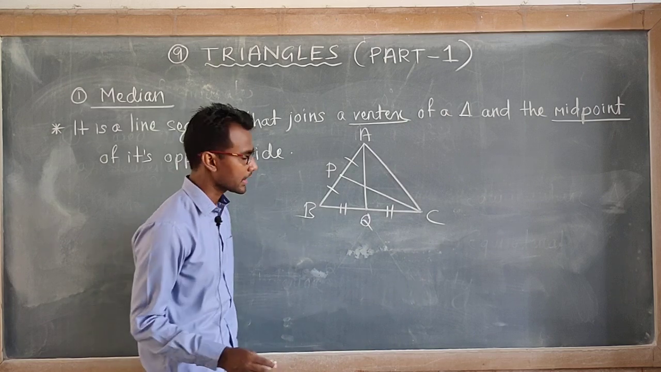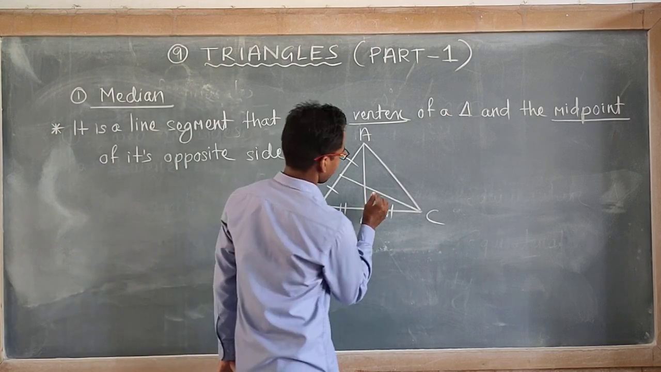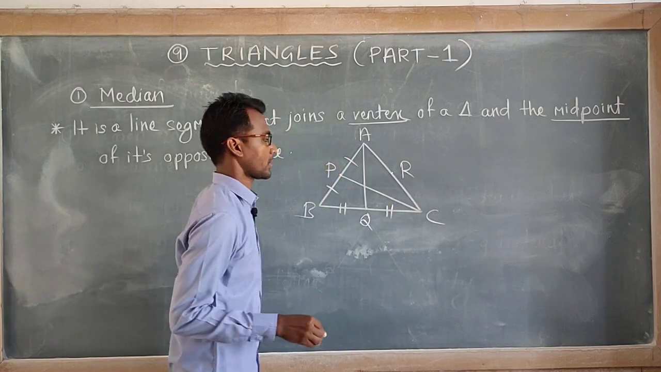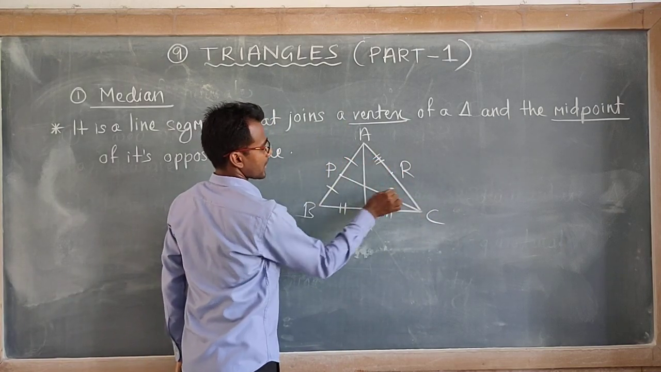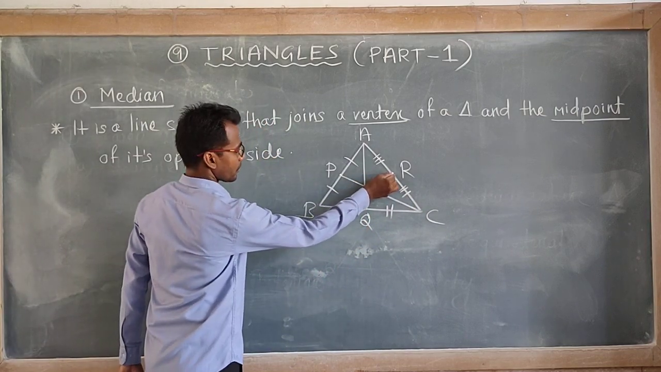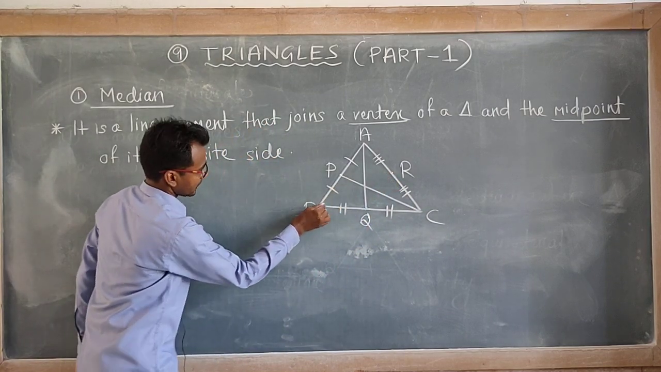Again let us take the midpoint of AC. Let it be R. So AR is equal to CR, midpoint. Now let us join this midpoint of AC to its opposite vertex B.